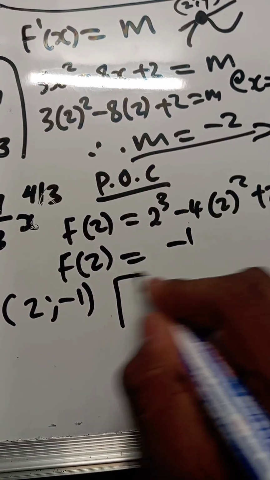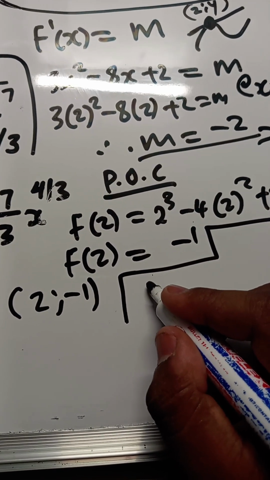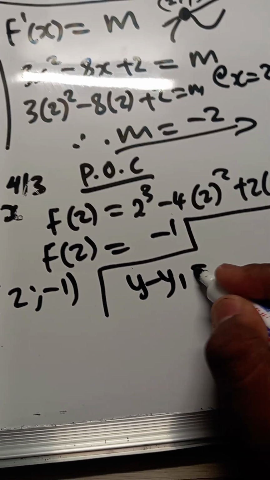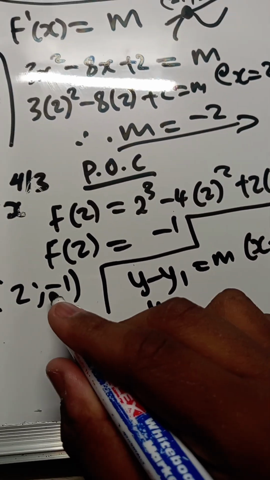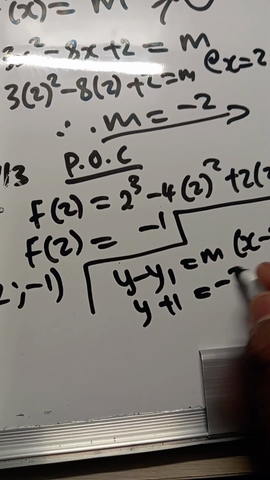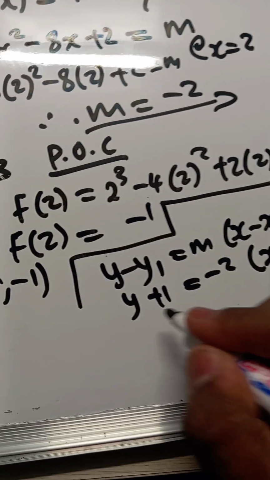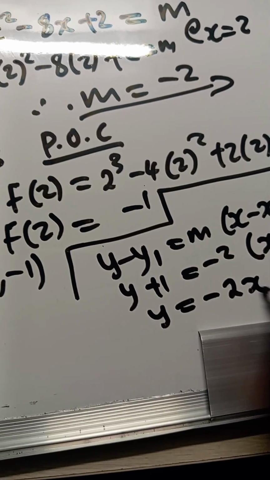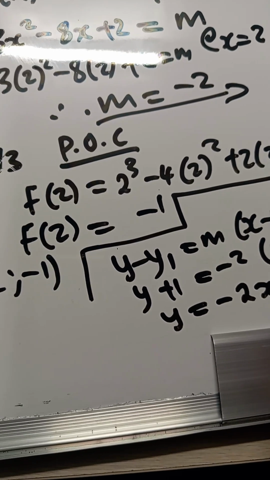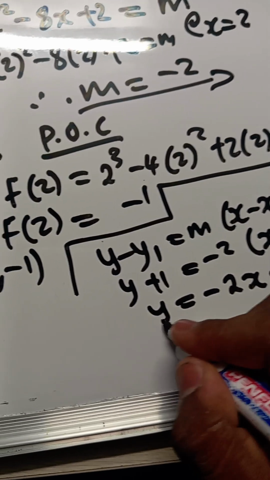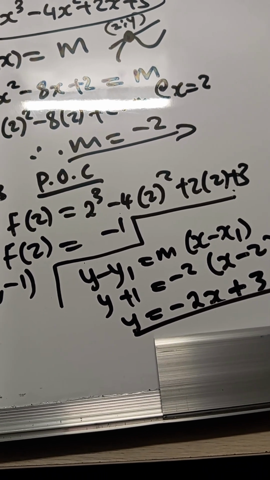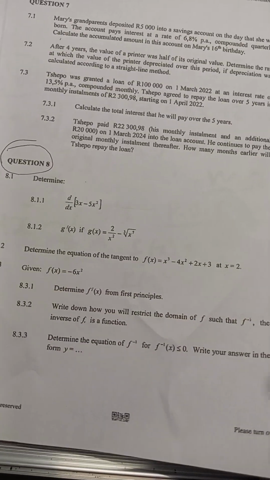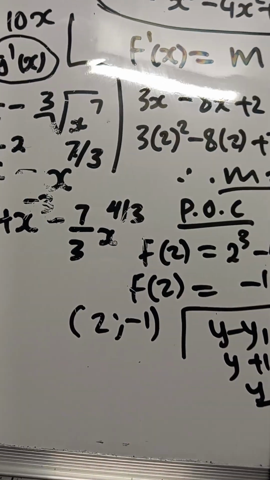Since I have that, we are going to continue. Now I'm just going to determine the equation of the tangent. The equation of the tangent: y minus y1 equals m(x minus x1). So it is going to be y minus minus, it is plus 1 equals negative 2(x minus 2). y equals negative 2x, negative and a negative is a positive, 4 minus 1 is 3. So this is the equation that they wanted there. Can you see what I'm talking about? That's how it is.